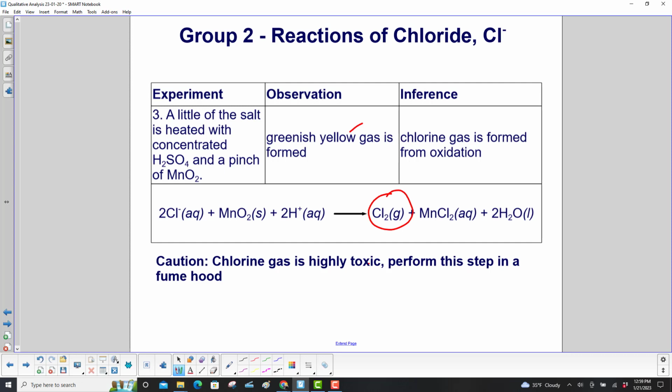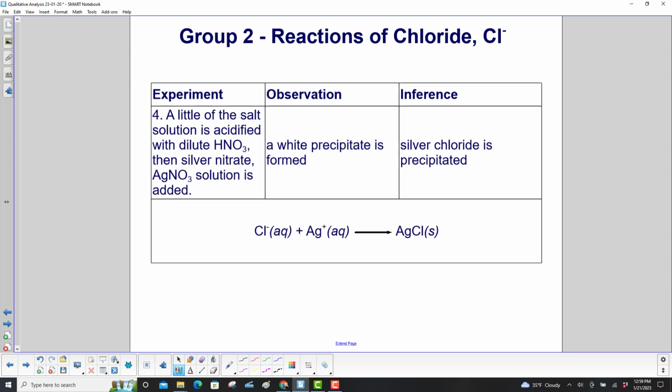Perform this step in a fume hood. Step 4. A little of the salt solution is acidified with dilute nitric acid. Then silver nitrate solution is added. If it's observed that a white precipitate is formed, that means silver chloride is precipitated.